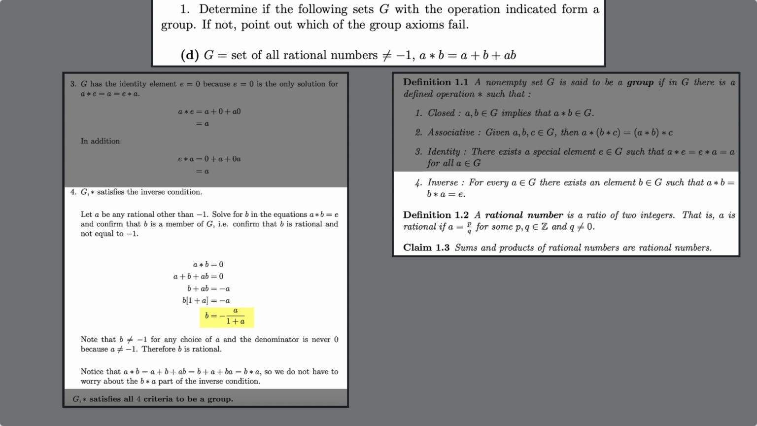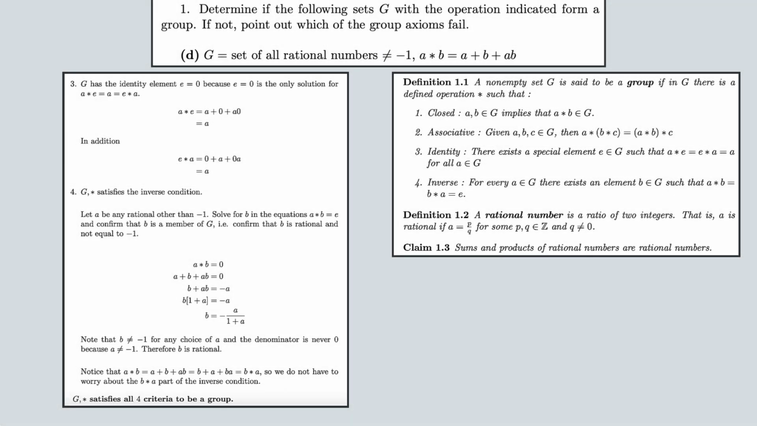Is B rational? Well, it looks rational, right? We can assume that A is a member of the set. So A is a rational number not equal to -1, and we know from our claim that adding, multiplying, dividing, etc. rational numbers always yields a rational number, but we do need to be worried about whether the denominator can equal 0. 1 plus A, though, cannot equal 0 because A is a member of the set, and the set does not include -1, so A can never be equal to -1. Therefore, B is a member of the set, and our condition 4, the inverse condition, holds, which is the last condition to be a group, so we conclude that G and this operation star indeed do form a group.